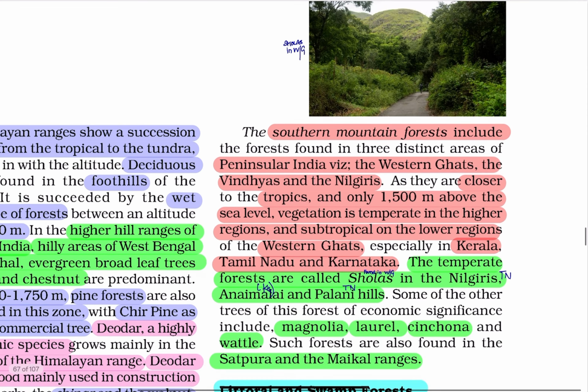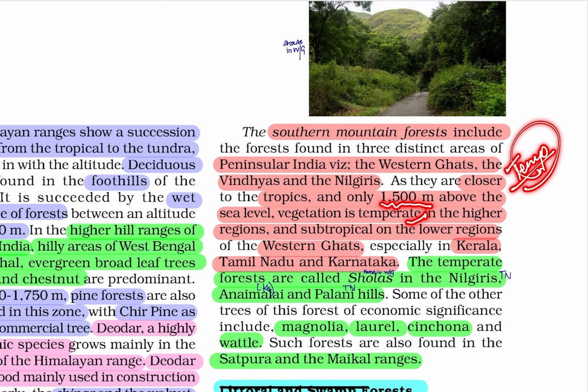Now, see, they are closer to the tropics, because the southern part lies in the tropical zone, and they are only 1500 meters above the sea level. Because just now we read that in the northern mountain forest, they can be up to a height of 3000, 4000, or even more, but here the height is only 1500 meters above the sea level. So vegetation is temperate in the higher regions. You will not find the tundra vegetation. In the higher region, the vegetation is temperate only. Maximum it can go to temperate vegetation. And in the lower region, they have the subtropical type of vegetation.